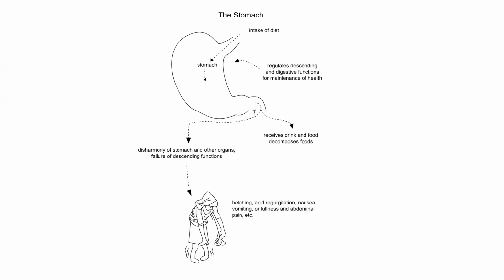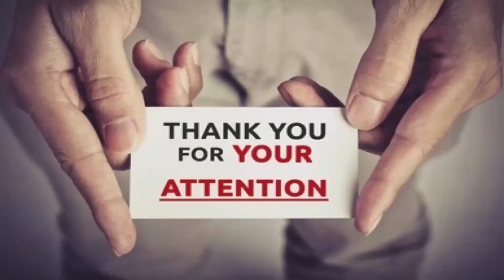As we see in the figure, the stomach regulates descending and digestive functions for maintenance of health. Now, the stomach receives drink and food and decomposes food. When there is disharmony of the stomach and other organs, there will be a failure of the descending functions, and this may result in belching, acid regurgitation, nausea, vomiting, or fullness and abdominal pain, and could be others.